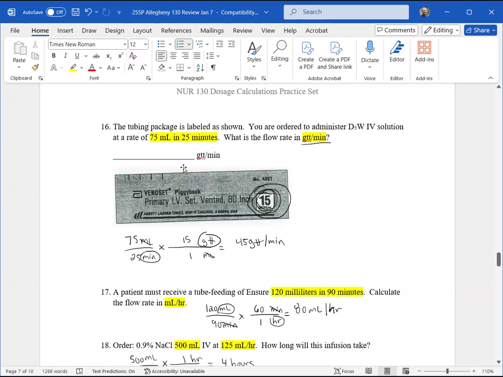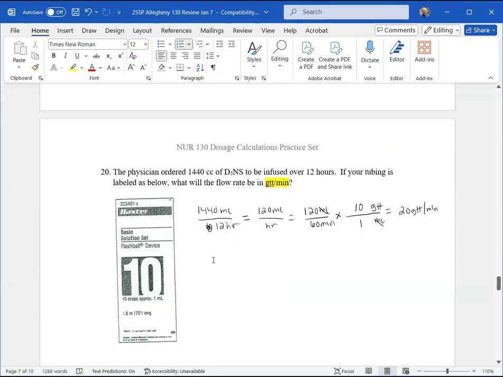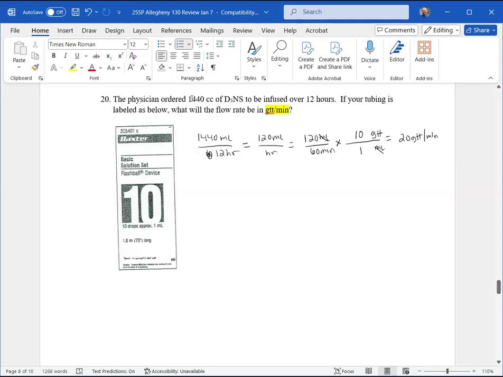If this had said 75 ml in 1 hour, then yeah, you would want to convert the hour to minutes and then solve for your drops. Now, I did a question like that. When we come down here, I did this one where it tells us we have 1,440 cc's, okay, which is the same thing as mLs, and then it says 12 hours. So this one had where you had to convert hours to minutes.